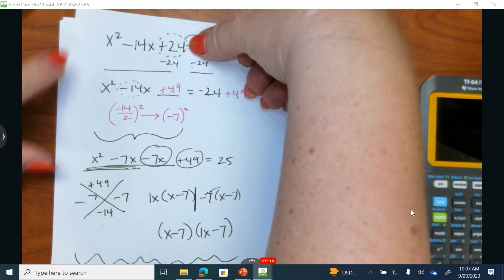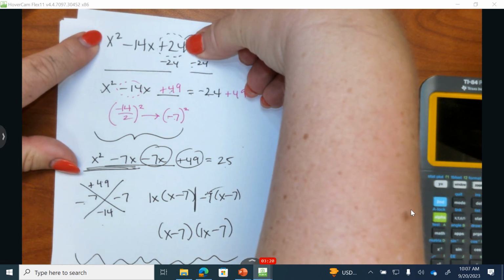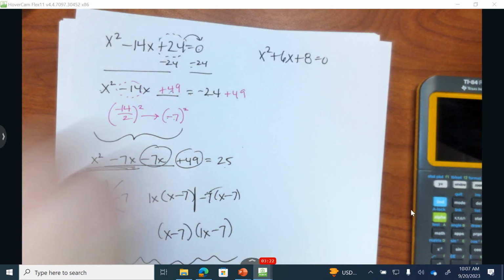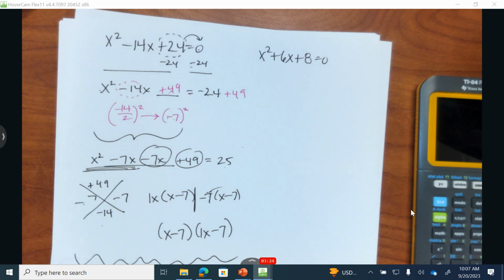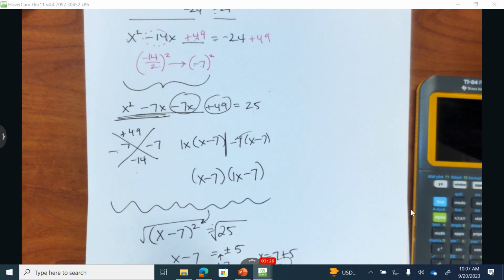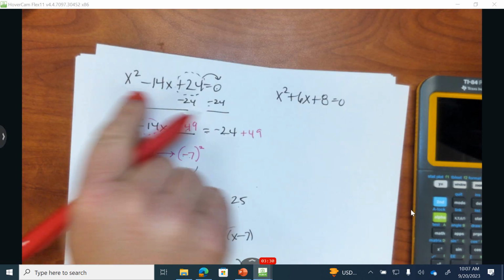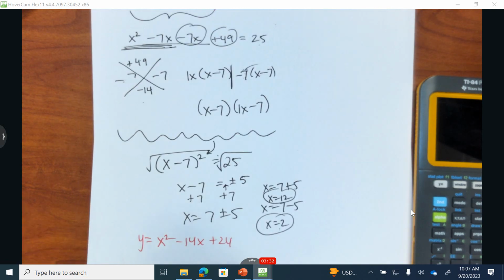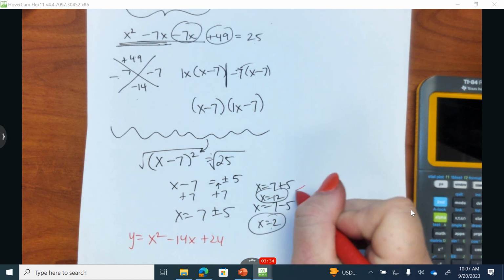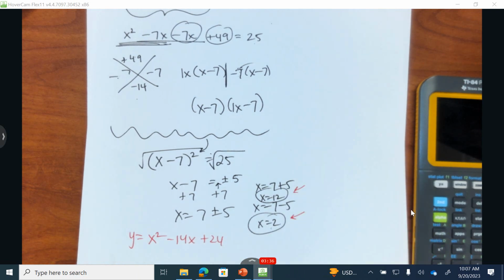As a reminder, if I go back and change this quadratic equation into a function, so if I wrote down y equals x squared minus 14x plus 24, so I took the equation and changed it into a function and I graphed it, guess what? These two solutions would actually be the x-intercepts on the graph. And other words for x-intercepts would be solutions and roots.